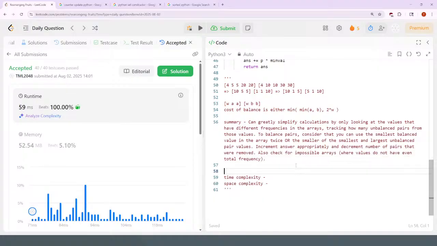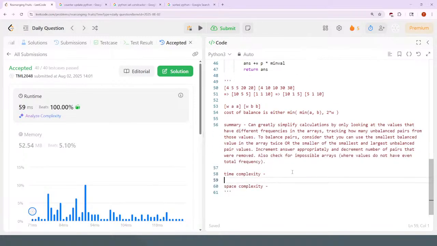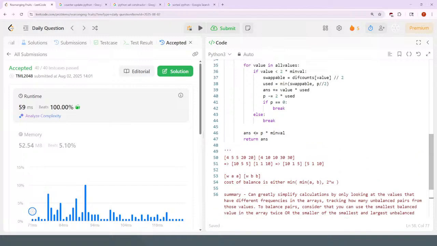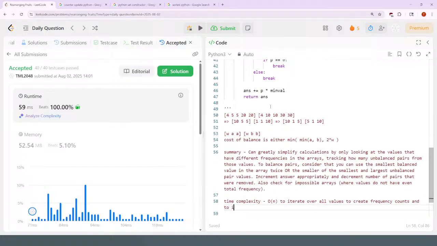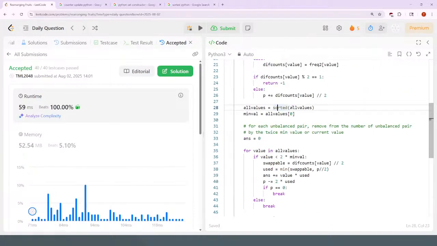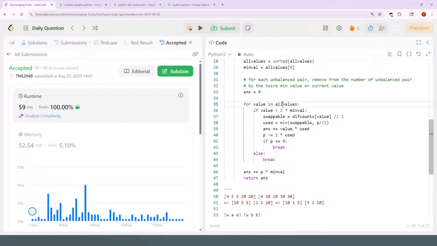Yeah. Time complexity, this is going to be O of n to iterate over all values to create frequency counts, and actually, to sort, it's O of n log n, and you need to sort to quickly determine where your smallest values are that are compared to your bin value.